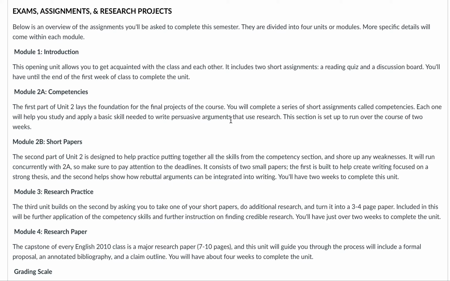Technically, there are 5 units, but module 2 is split in half because the competencies are 2 to 3 weeks long, depending on the semester. They are 2 to 3 weeks long.